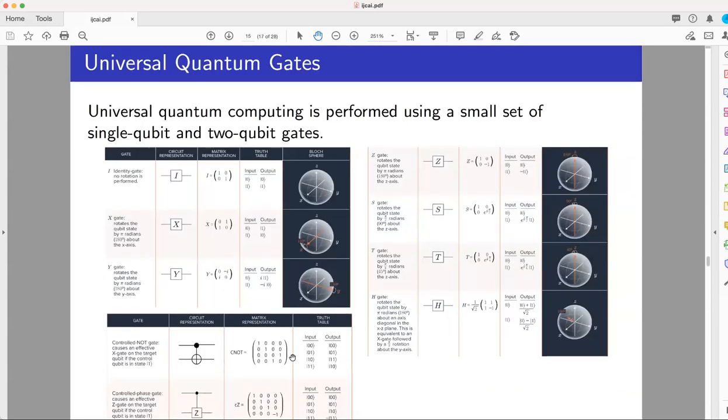So this is the demonstration of the basic universal quantum gates. For example, this is the identity gate. The identity gate corresponds to the matrix representation, the identity matrix. Another one is the X gate. The X gate allows the qubit to rotate along the x-axis. And another one is the Y gate. The Y gate means it rotates along the y-axis.